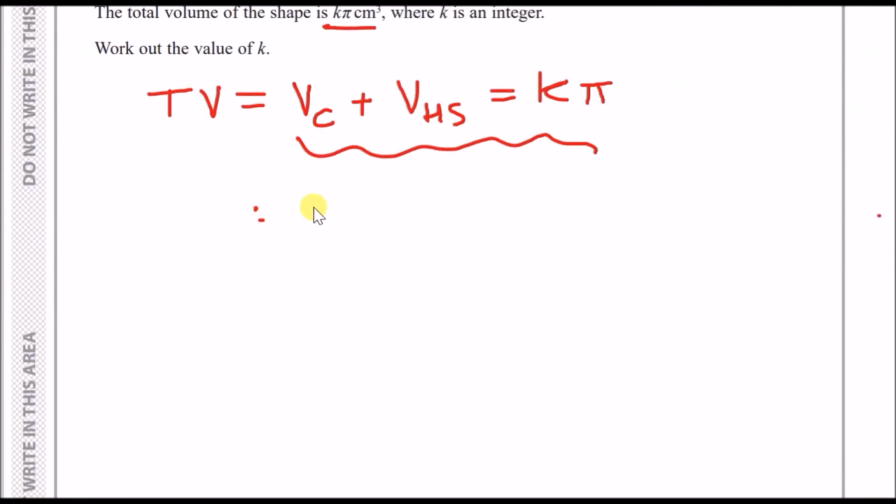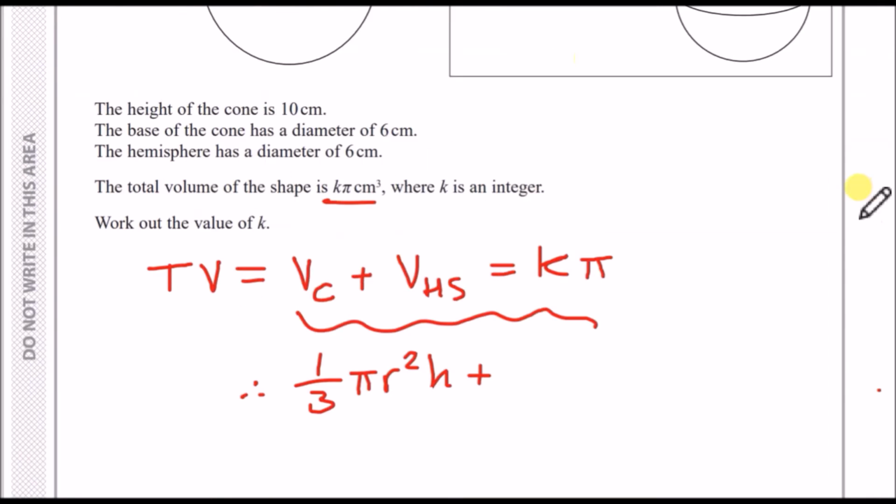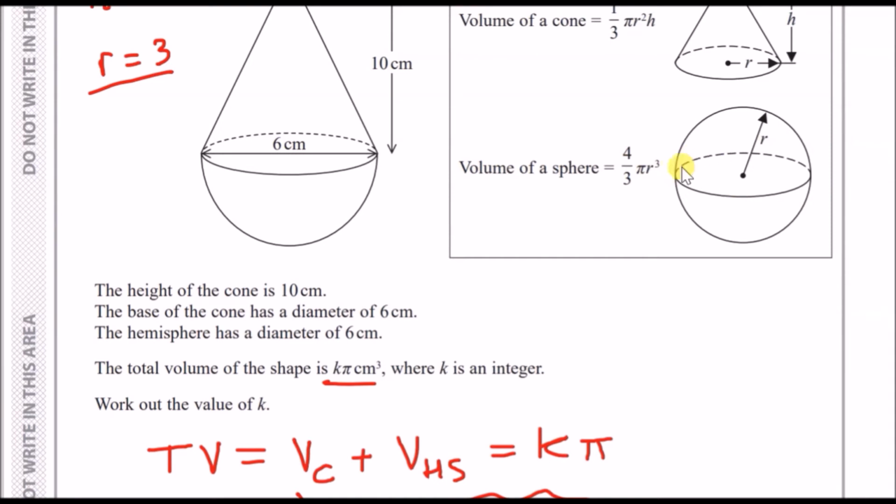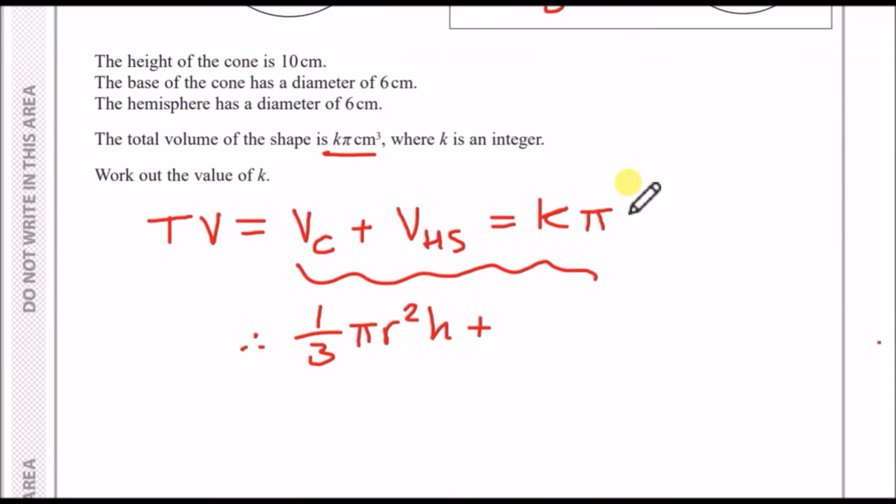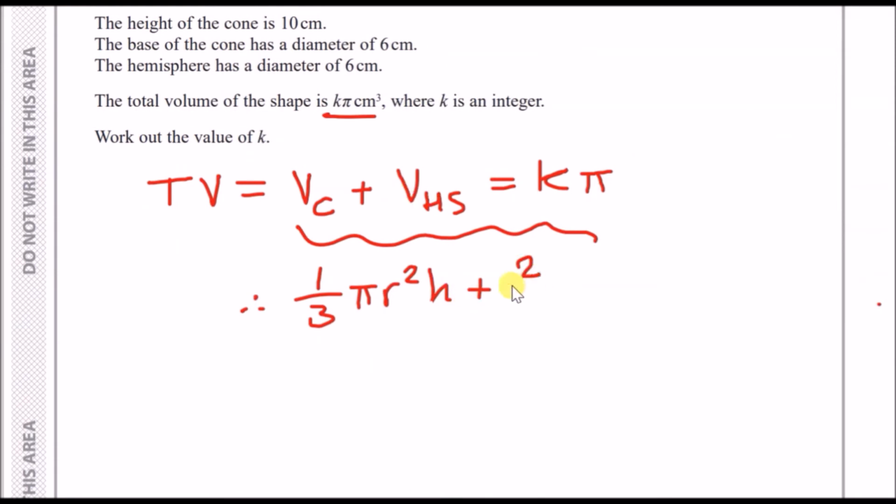So let's just pop that in, yeah? So the volume of the cone is a third pi r squared h. Now the volume of a hemisphere, as you remember, is half of that. So if it's 4/3 pi r cubed, half of 4/3 is 2/3. And that's it. So writing that down, yeah? So 2/3 pi r cubed equals k pi.